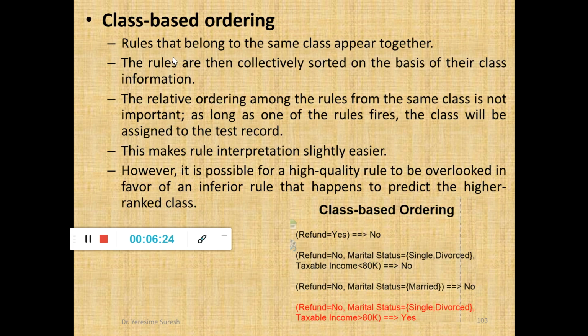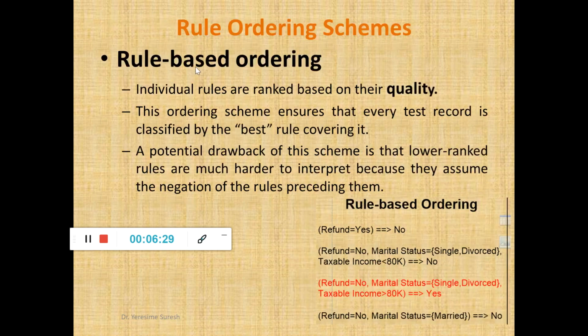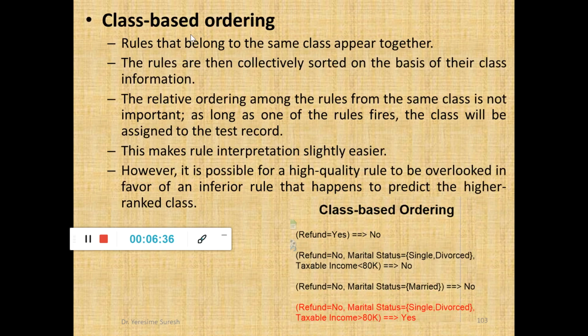In class based ordering, rules that belong to the same class appear together. Read the sentence. In rule based ordering, individual rules are ranked according to their quality, rule coverage or accuracy. But in class based ordering, rules that belong to the same class appear together. That means if your target function has the same class, then they'll be put together. For example, if students are interested in an orientation program or a workshop, all those interested students will be put into one group. Not interested students will be in another group. That is what we call class based ordering.